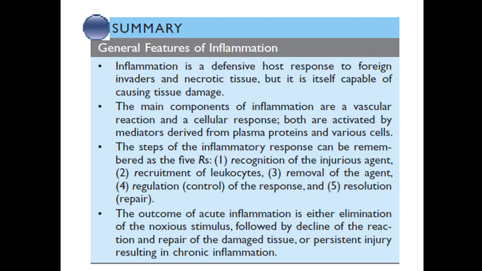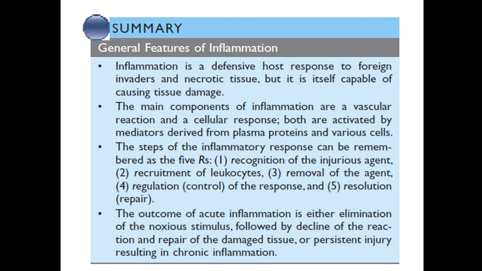And any problem is, if any chemical mediator is not properly functioning, automatically you can say that if we miss a player in a match, the match will not be played efficiently and effectively.